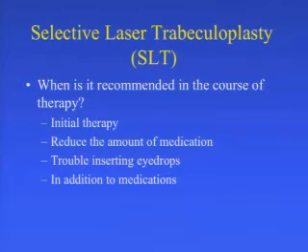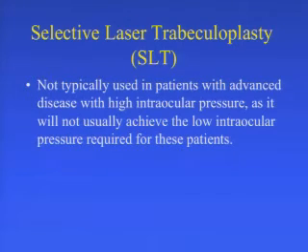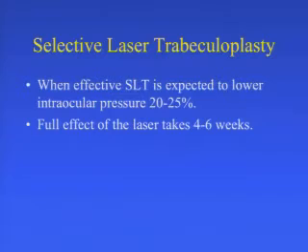Not every type of glaucoma can we use this type of procedure, however. We don't typically use it in patients who have advanced disease with high intraocular pressure. And it won't achieve a low enough pressure that these patients require. When it is effective, we expect it to lower the pressure between 20 and 25%. However, sometimes it can be less or it can be even greater. But that's the average. And when you get the procedure done, we don't really know the full effect until about 4 to 6 weeks after it's done.